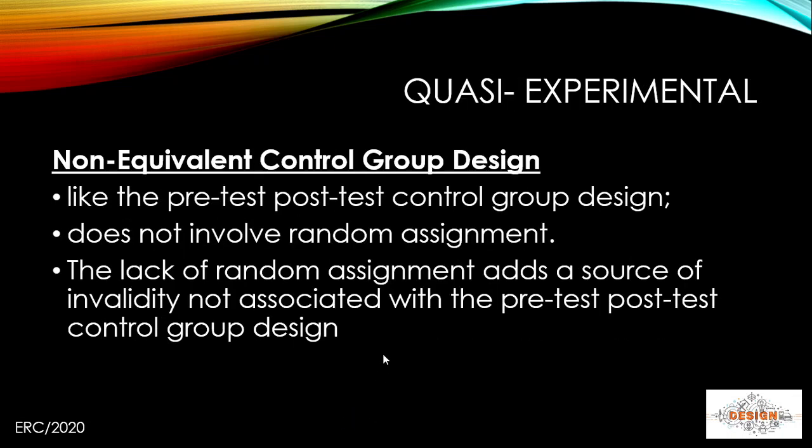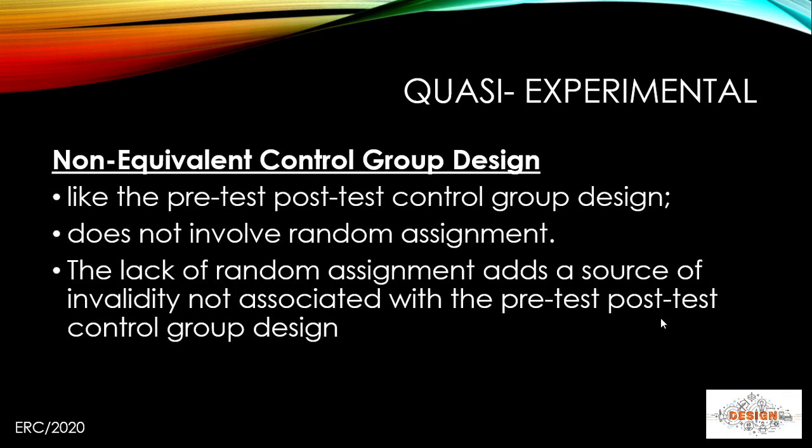So quasi-experimental naman tayo. Non-equivalent controlled group designs. Okay, like the pre-test and post-test controlled group design, it does not involve random assignment. Okay, the lack of random assignment adds a source of invalidity not associated with the pre-test post-test controlled group. Okay, in field studies, it is very difficult to meet the random assignment criterion of true experimental design. In these situations, a quasi-experimental design is recommended. When you say quasi-experimental designs, these are nearly the same as the true experimental designs, except that the former do not have restrictions of random assignment.